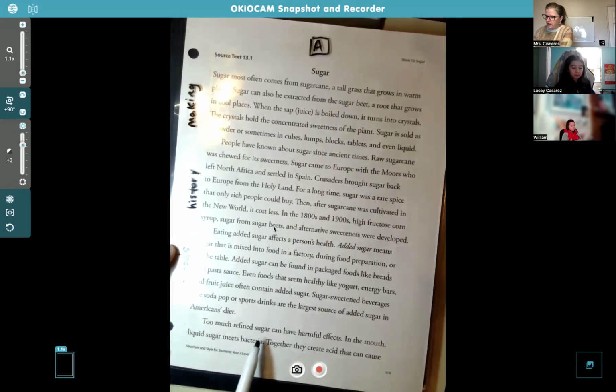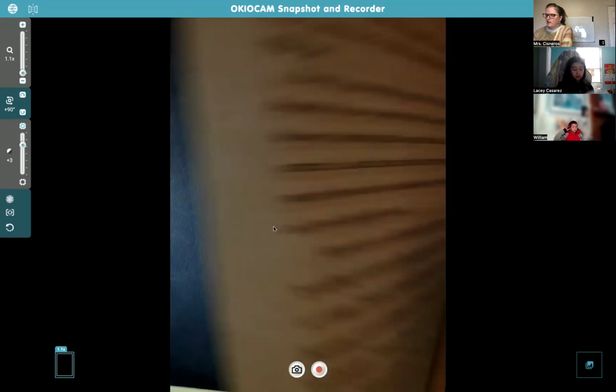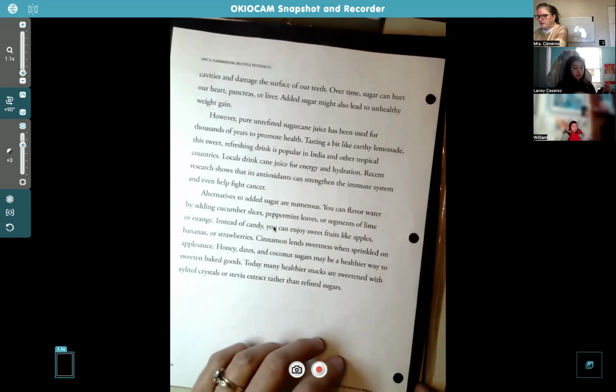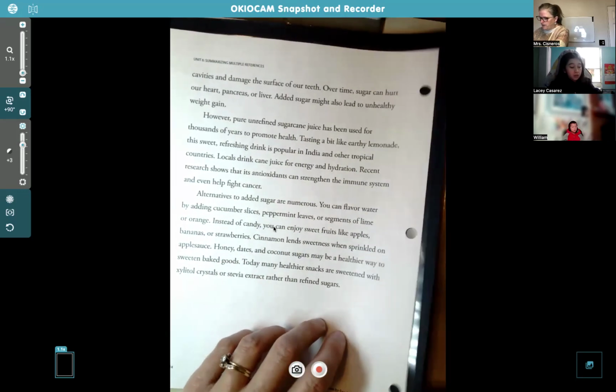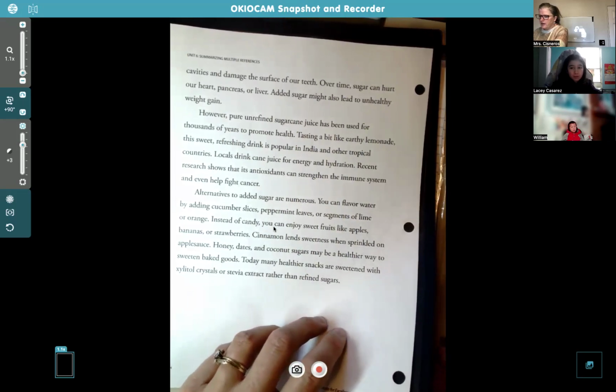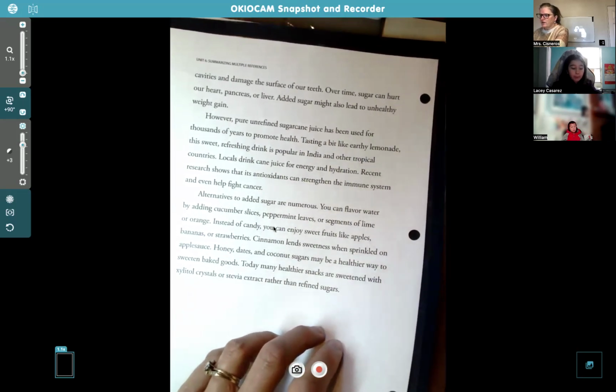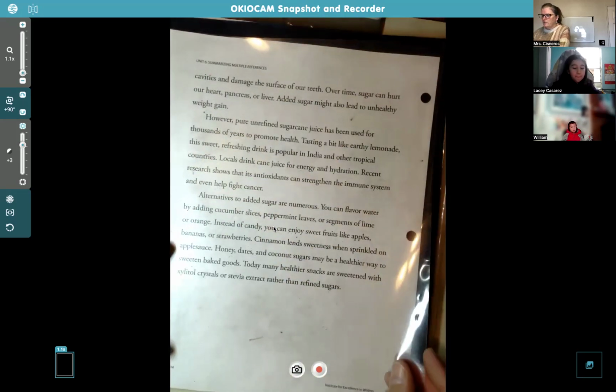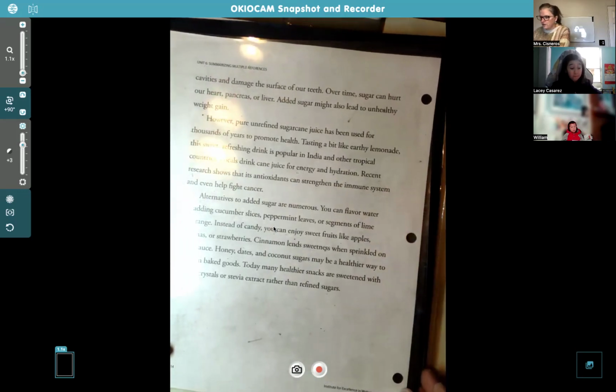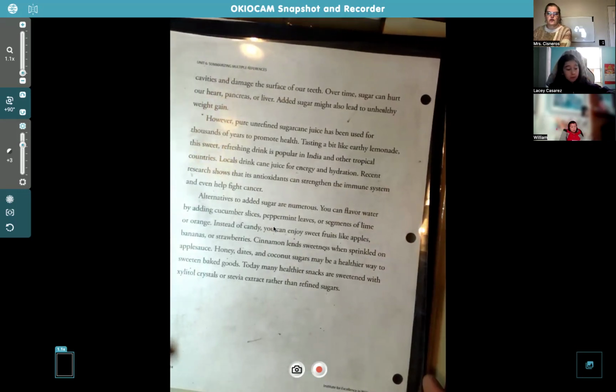Too much refined sugar can have harmful effects. In the mouth, liquid sugar meets bacteria. Together, they create acid that can cause, turn it over, cavities. Ooh, we don't like cavities for sure. And damage the surface of our teeth. Over time, sugar can hurt our heart, pancreas, or liver. Added sugar might also lead to unhealthy weight gain.